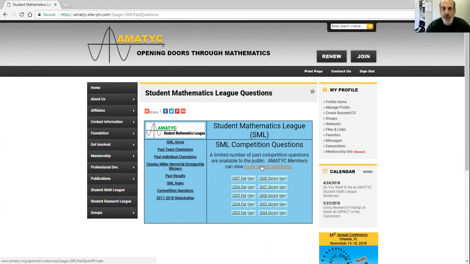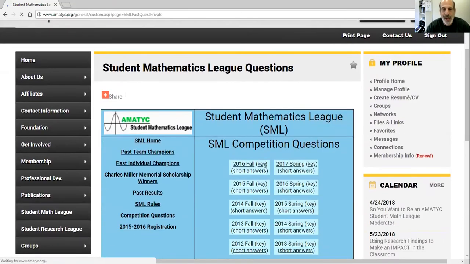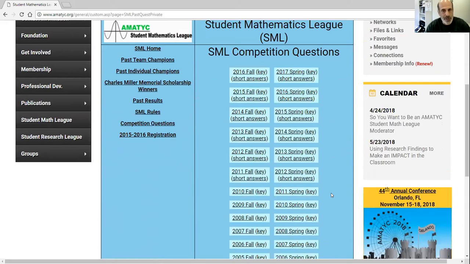Whereas you, as a member of AMATYC, if you log in, and I've already logged in, you can go to more recent questions, and you get some more of the recent tests, and not only the answer key, but some short answers. So it gives you solutions to problems, since the questions are quite challenging. It's sometimes very helpful to have those short answers when a student says, how do you do this one? And you try it for a while and get stuck. So the short answers can help you with that. So that's pretty much all I had planned for today.